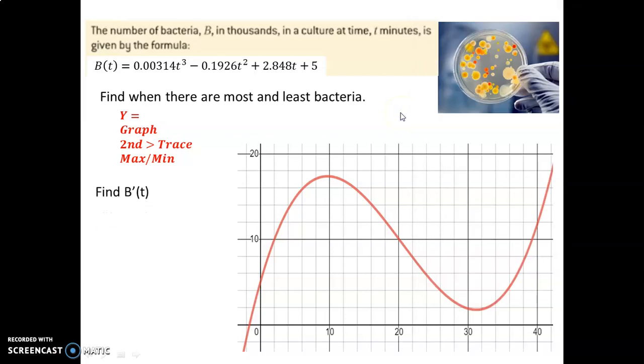Okay, let's double check those points. So there's the max and min we just found. But now let's think of this from a different lens. Let's think of this in terms of calculus. So what are we going to do next?